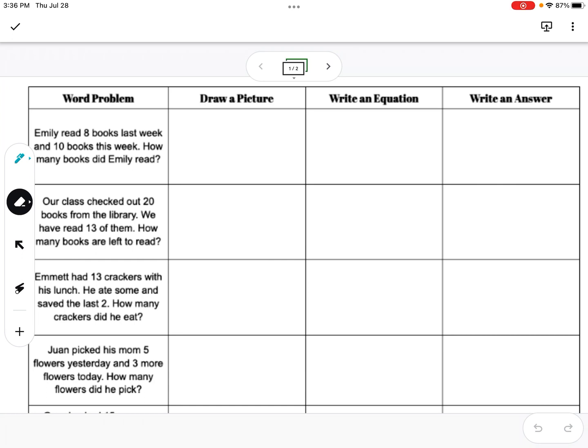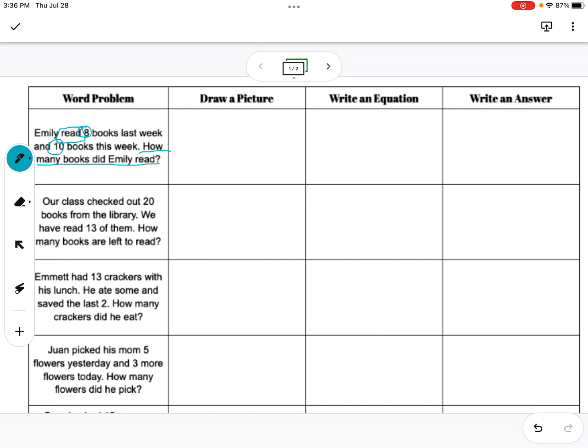So breaking that down, we're going to box in the action that she read, and then circle 8, and then circle 10. So we have drawn attention to the numbers 8 and 10, and we know that her action is that she read. Okay, then we're going to identify that question. How many books did Emily read?